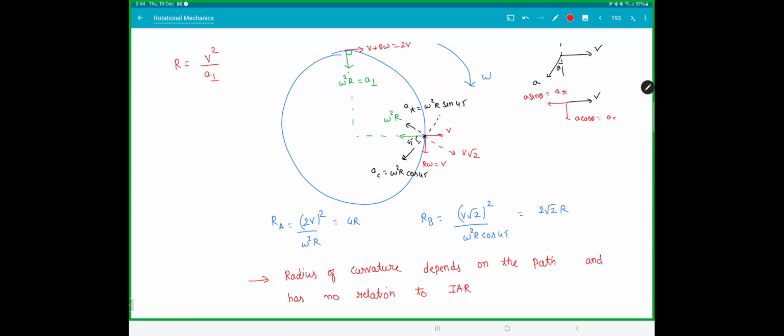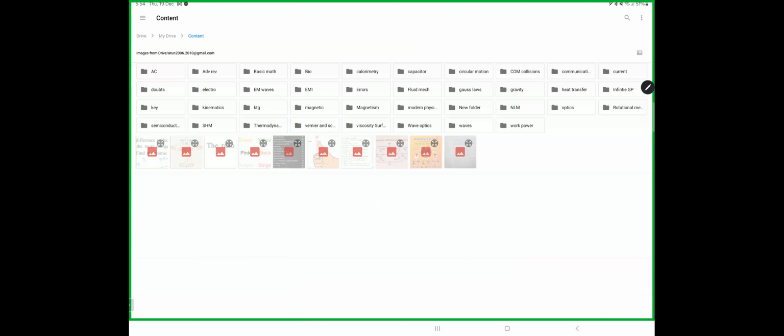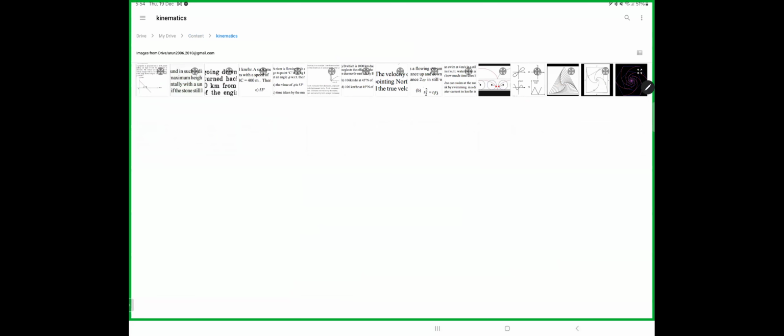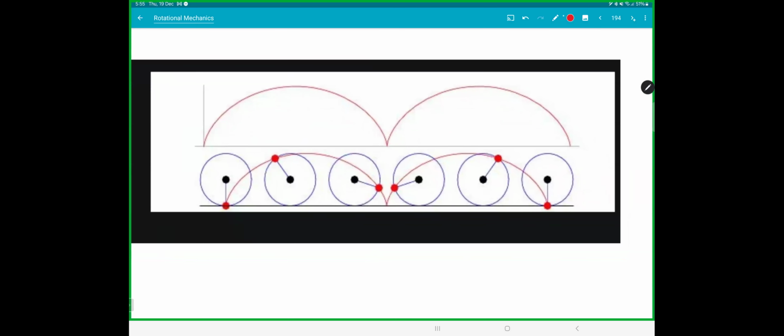Just to show you, in case you remember, this point actually follows a cycloid path. Remember, we did this in kinematics. We even calculated the distance traveled by that point in one revolution. This forms a path like this. So what we are finding here is at the highest point, this would be the radius of curvature. So this is your center. This is 4r. Making sense? So it actually depends on the path.